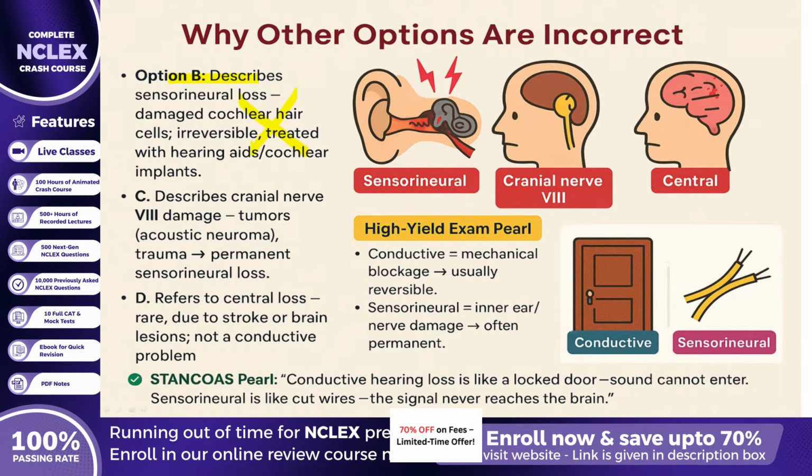Causes include chronic noise exposure, ototoxic medications like aminoglycosides, or age-related hearing loss known as presbycusis. This type of loss is usually permanent and managed with hearing aids or cochlear implants, not by correcting a mechanical blockage. Option C is also incorrect as it points to damage of cranial nerve 8, the vestibulocochlear nerve. While this too produces hearing impairment, it is a form of sensorineural loss caused by tumors such as acoustic neuromas or trauma, and it cannot be bypassed through bone conduction.